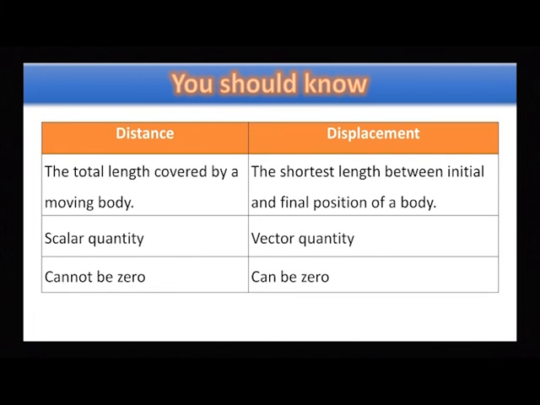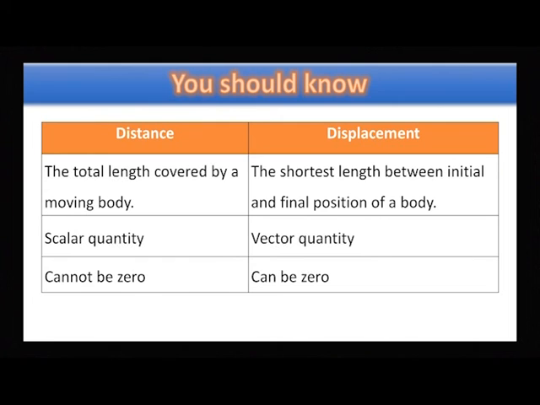Before I start my lesson, I want you all to look at this table. This table has differences between distance and displacement, and among many differences, these are the 3 most important differences between distance and displacement. So I would like you all to keep this in mind. And now let's look at the first concept.